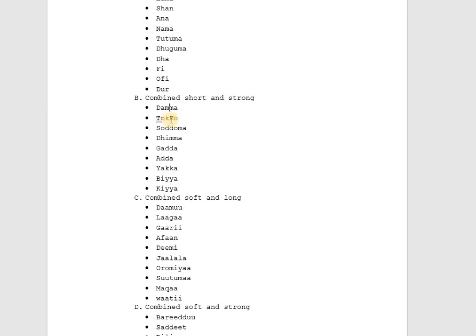Toko. It is not toko. It is toko. So I stay deep. I say it deeper. Sodoma. Sodoma. Which one is strong in here? Sodoma. You can see by looking at the structure of the spelling.